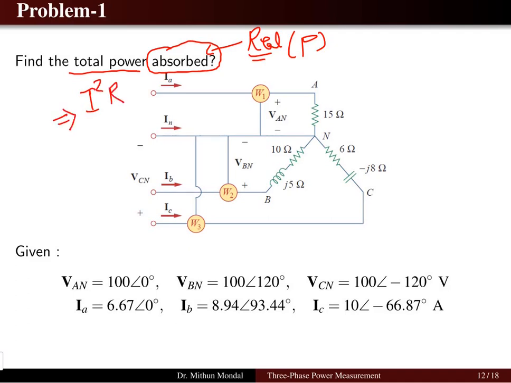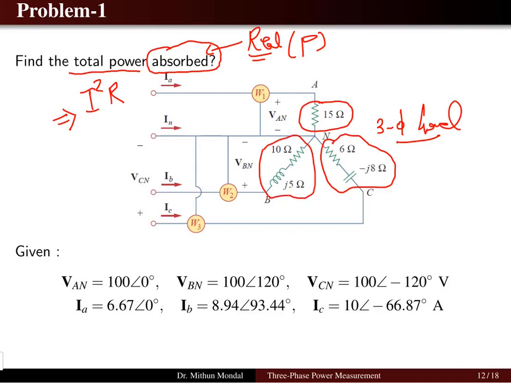So let us focus on this particular problem. We have a three-phase load. If we observe the three-phase load, in the first phase we have a 15 ohm resistor. In the second phase we have a combination of RC load, and in the third phase we have a combination of RL load. The impedances of the first, second, and third phases are different, so it means that the system is unbalanced.